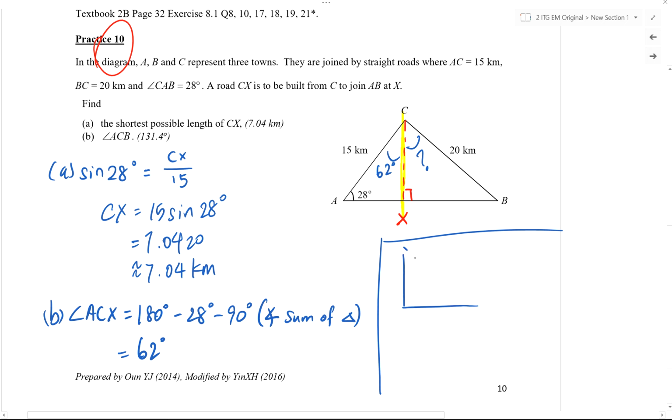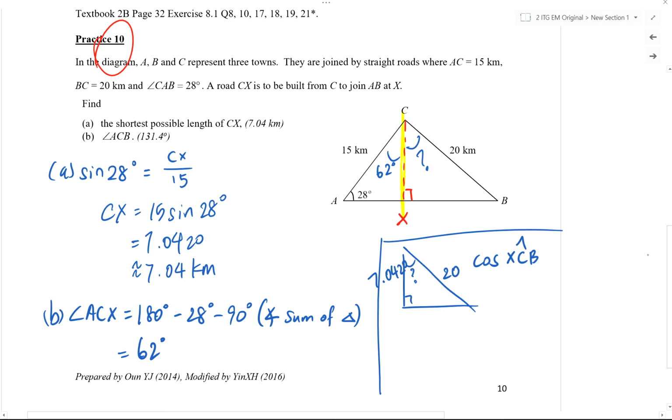For this right angle triangle, I've got an unknown angle, I've got a side 20, and I've got CX already, which is 7.0420. This is a right angle. So based on this, which Trigo ratio do you think we can use to link up 20, which is a hypotenuse, and 7.042? What is this side known as? Adjacent. Yes, it is adjacent to my unknown angle. So adjacent and hypotenuse, which Trigo ratio? Cosine.